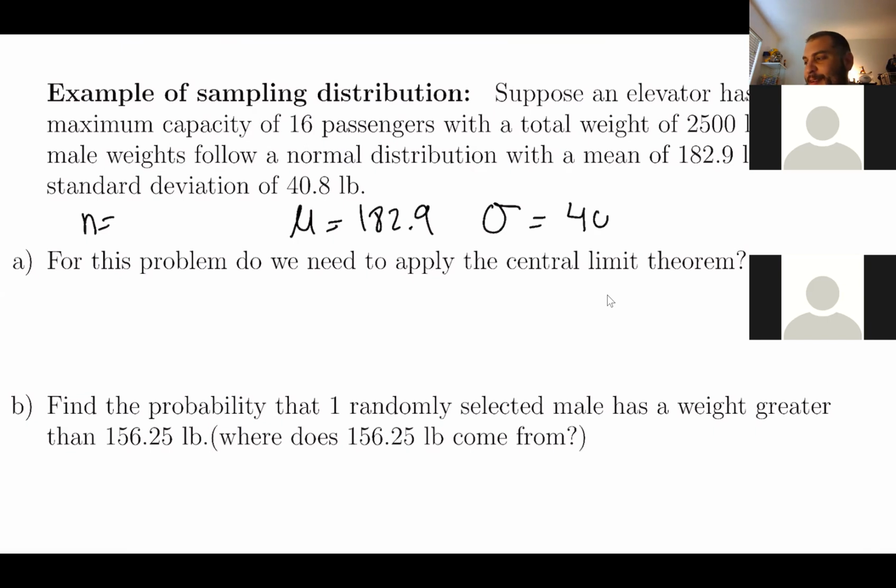40.8. 0.8 pounds. Here you go. All right. How many passengers do we have? 16. So that's your n. All right. Everybody good with n, mu, and sigma?